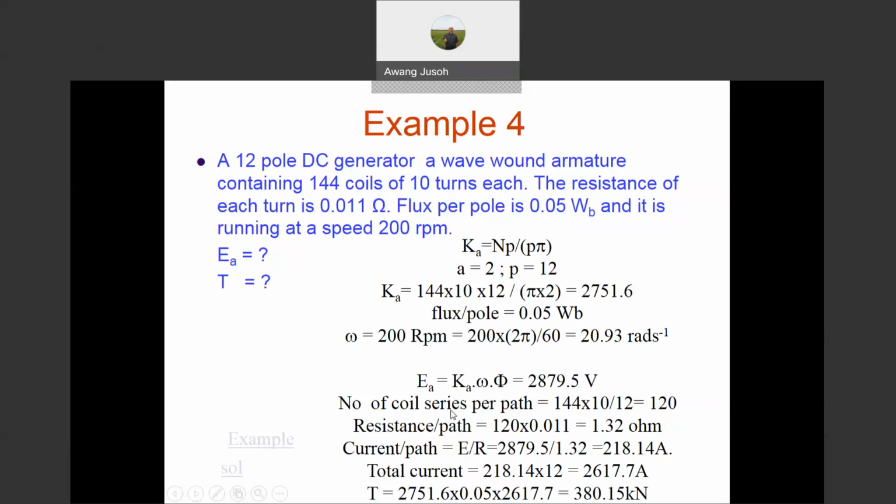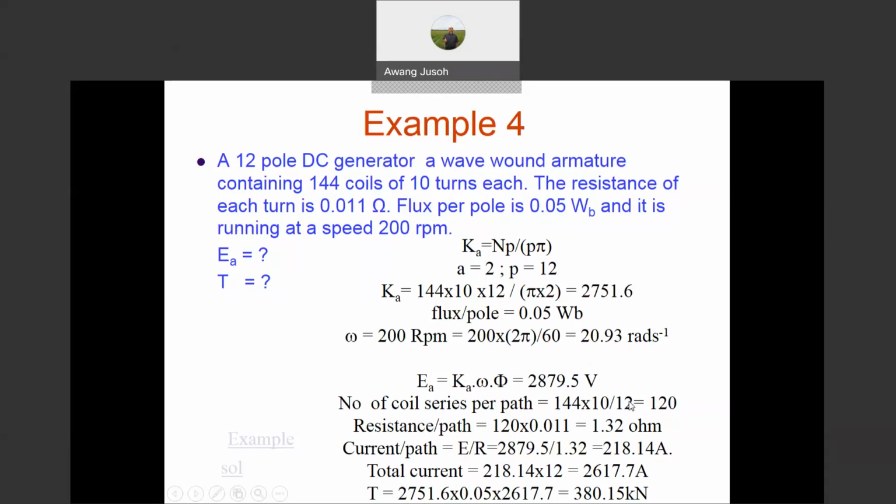Okay, now we're going to find the torque. In order to find torque, you need to find the current first. So we know that the total coils connected in series per path equal to how many coils we have now? We have 144 multiplied by 10. This is the total number of turns, divided by 12 because we have 12 parallel paths.